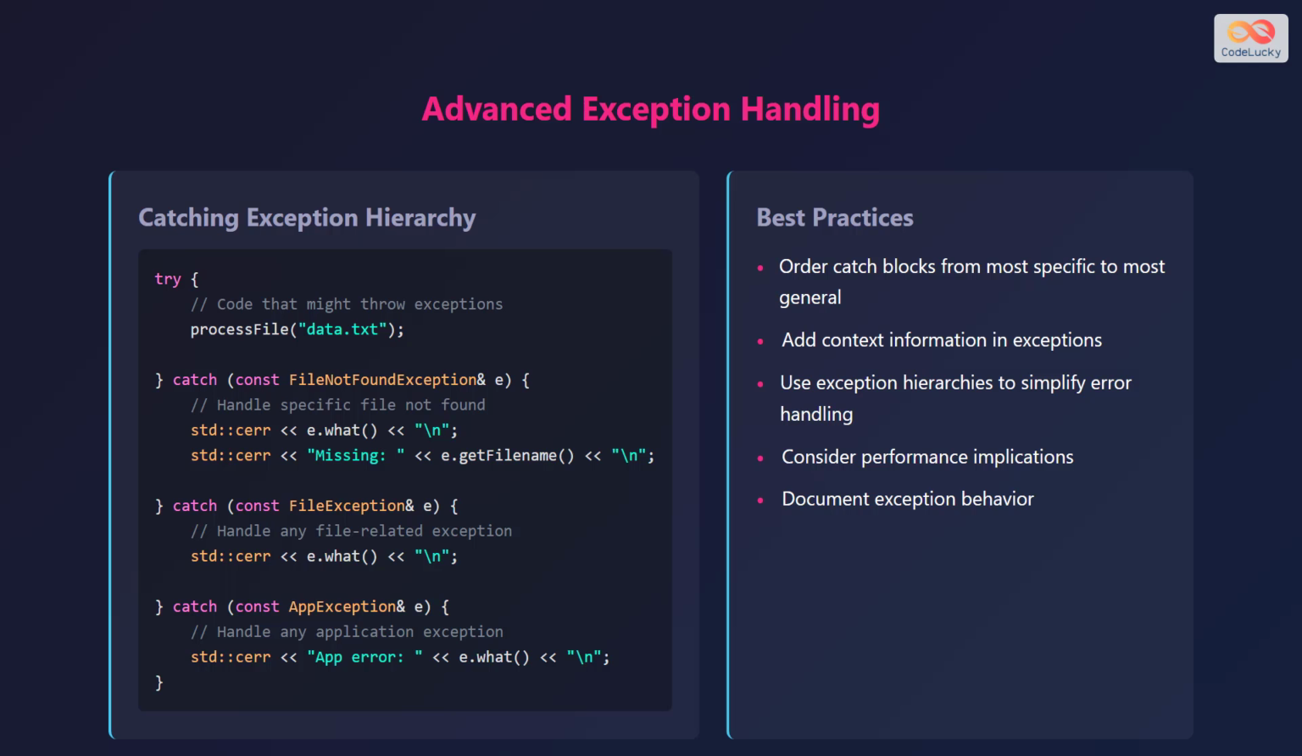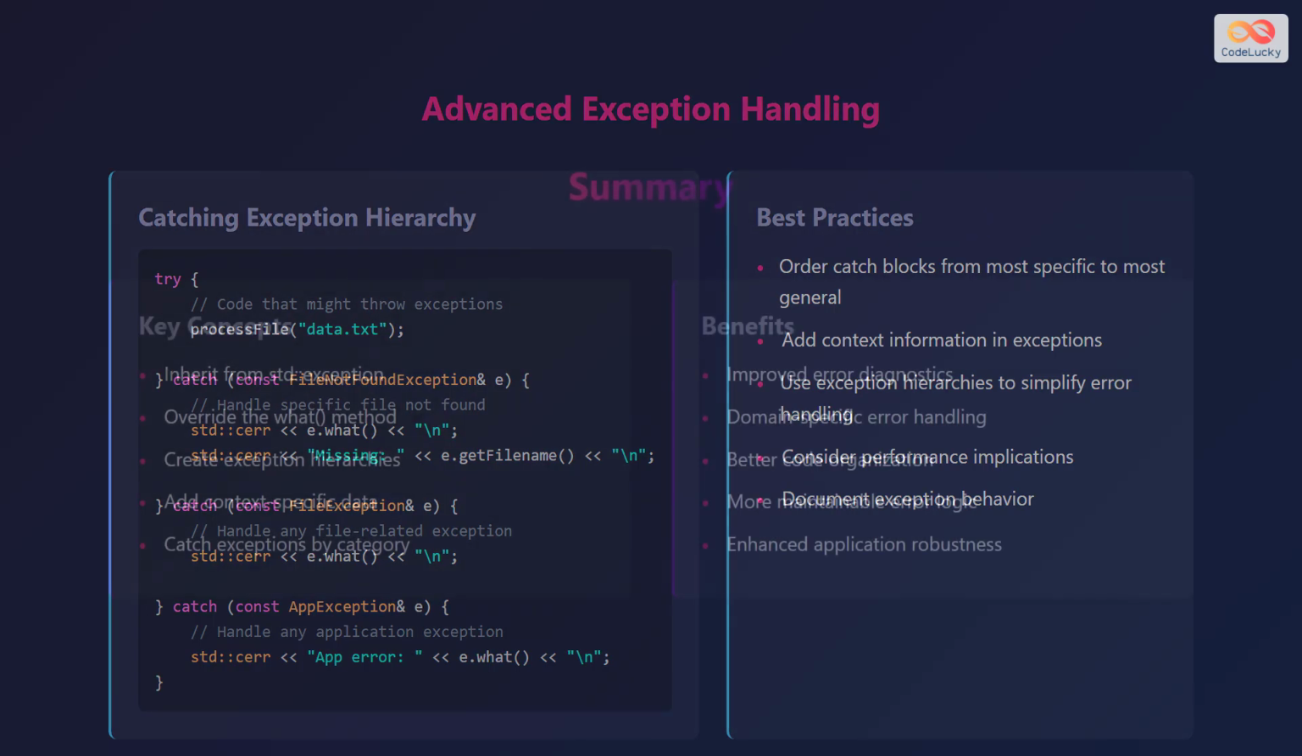Here are some best practices for working with exceptions. Always order your catch blocks from the most specific to the most general. Include context information in your exceptions to aid in debugging. Use exception hierarchies to simplify error handling and make it more organized. Consider the performance implications of throwing and catching exceptions, as it can be relatively expensive. And finally, document the exception behavior of your functions and classes to help other developers understand how to use your code safely.